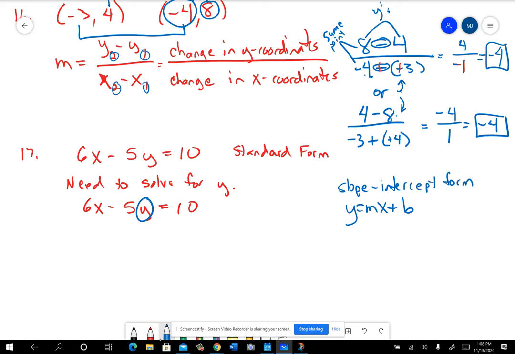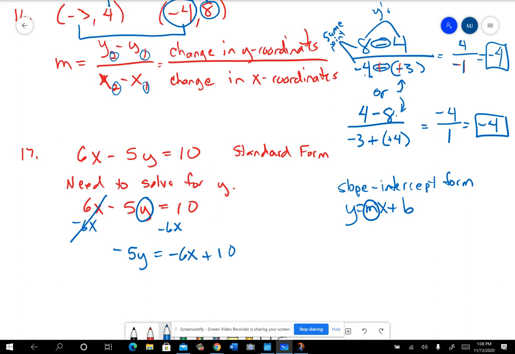And if I can get it in slope-intercept form, all I have to do is look at what's in front of the x. Don't make the mistake in saying the slope of this line is 6, because it's not. Okay, so I'm going to subtract the 6x. That would be negative 5y equals negative 6x plus 10.